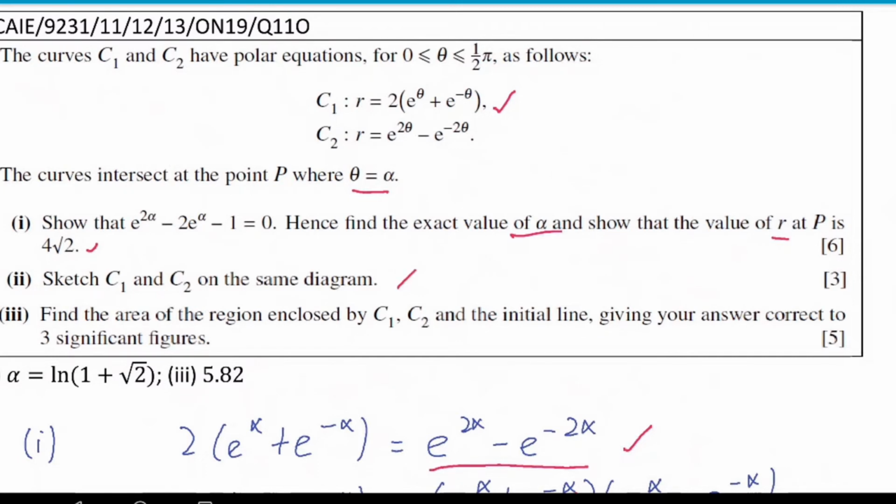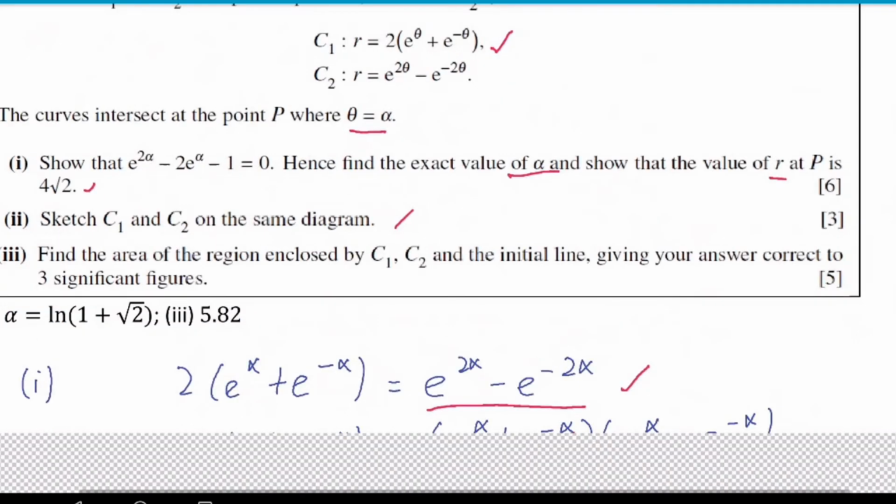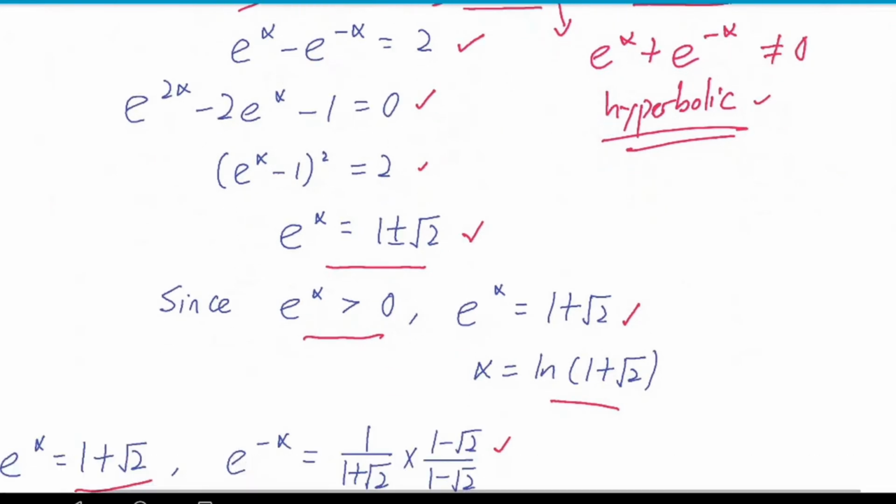Okay, and then sketch C1 and C2 on the same diagram. This is to consider the intersections and everything. We already found out that alpha is ln of 1 plus root 2. Of course, it is something very abstract. We don't know what that angle is, but we could use the calculator to find the angle, in radians of course. So in radians, you can roughly guess where they intersect.